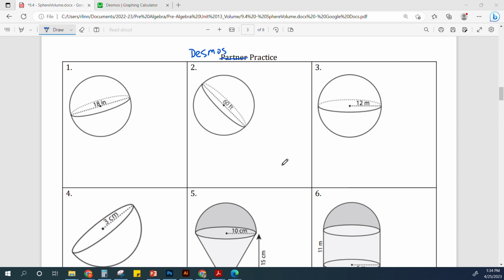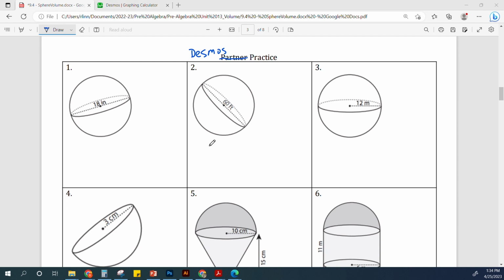Alright, so moving on to the back page here, we've got some Desmos practice. I crossed out partner practice and we're changing this to Desmos practice. What we're going to do is continue working with our Desmos graphing calculator and see how we can use a formula in there to help us solve for the volume of shapes.